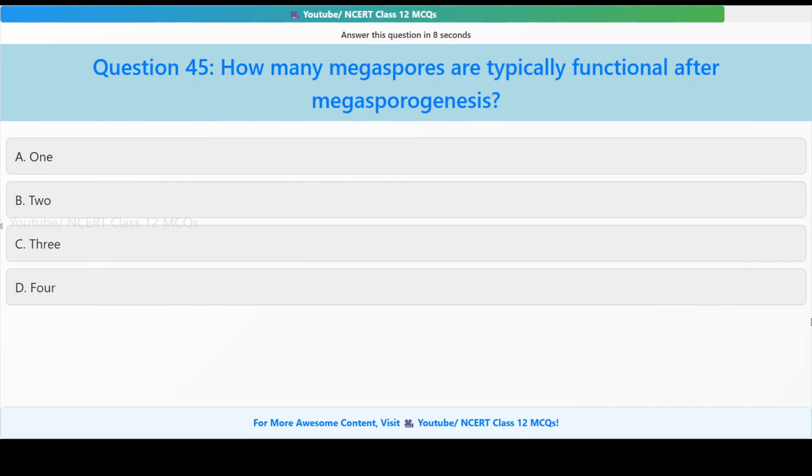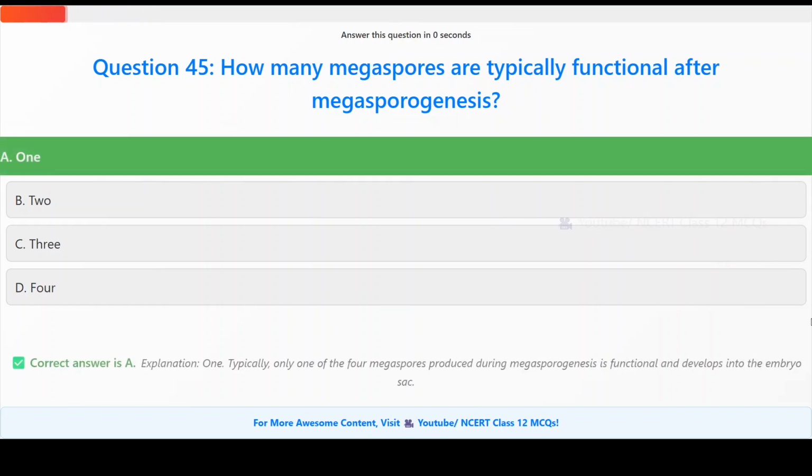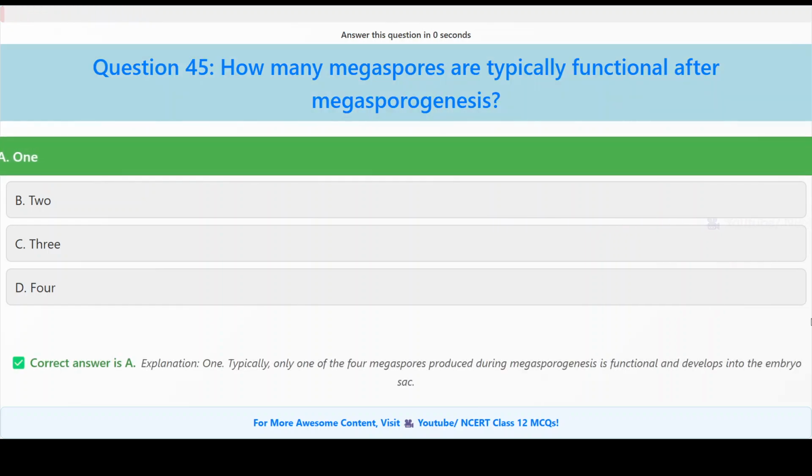Question 45. How many megaspores are typically functional after megasporogenesis? 1. Typically, only one of the 4 megaspores produced during megasporogenesis is functional and develops into the embryo sac.